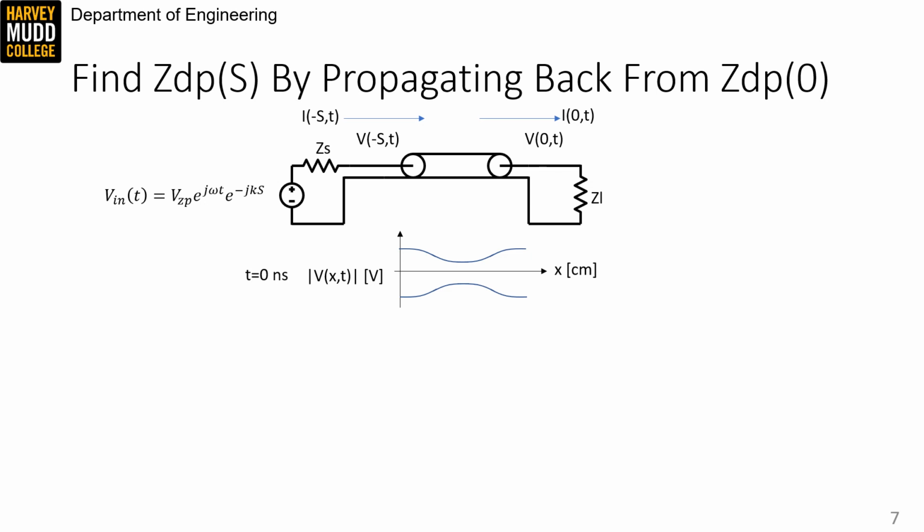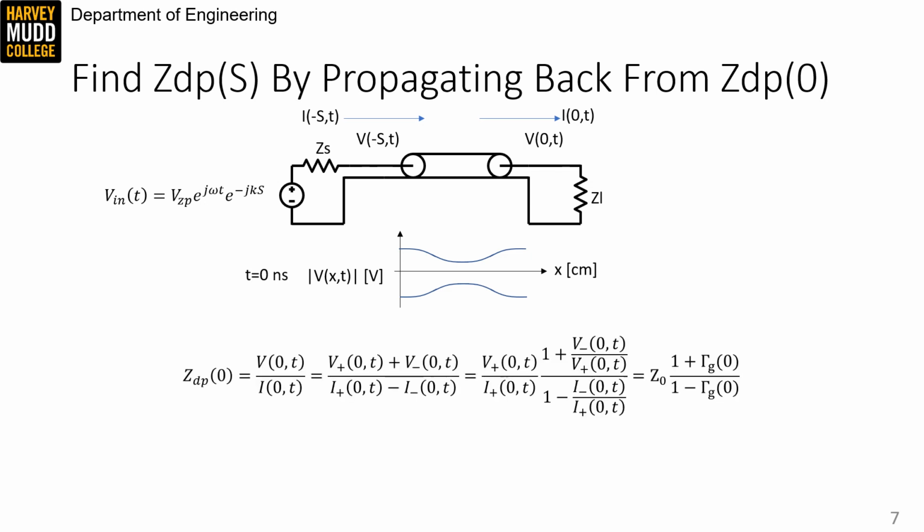We know that ZDP of s is given by V of minus s,t over I of minus s,t, but that's a tough place to start this calculation because we don't know the voltage and current at minus s. Instead, we're going to use the same approach we used on the generalized reflection coefficient. We'll calculate the voltage and current at the load, and then propagate those back to the driver to find the ratio there.